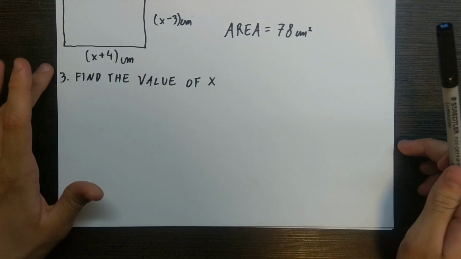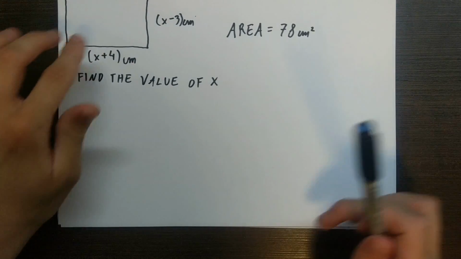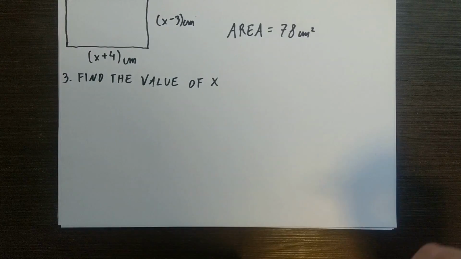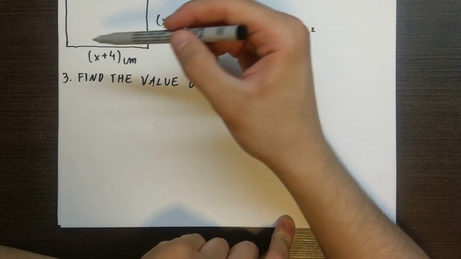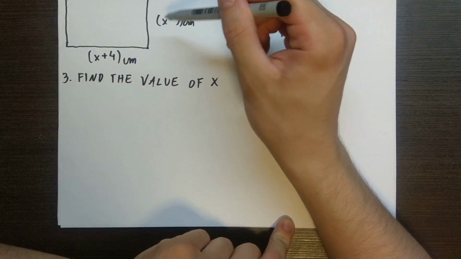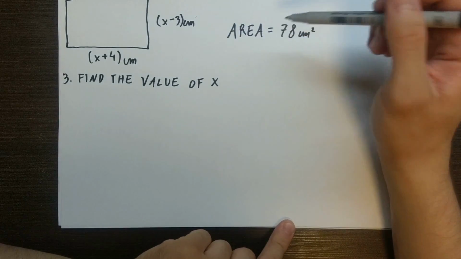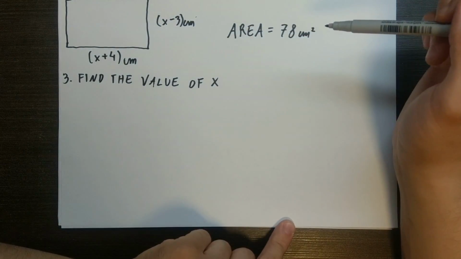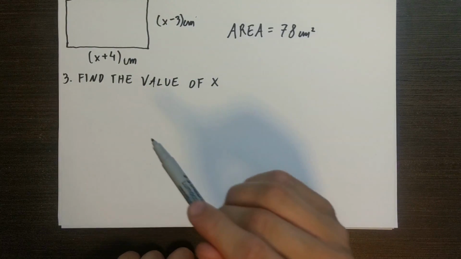So this is our final big question. In the exam, this would be worth quite a lot of marks. So what do we have here? We have a rectangle with a long side x plus 4, with a short side x minus 3. And the area of that rectangle, we are told, is 78 centimeters cubed. Now, what we have to do is find the value of x here.